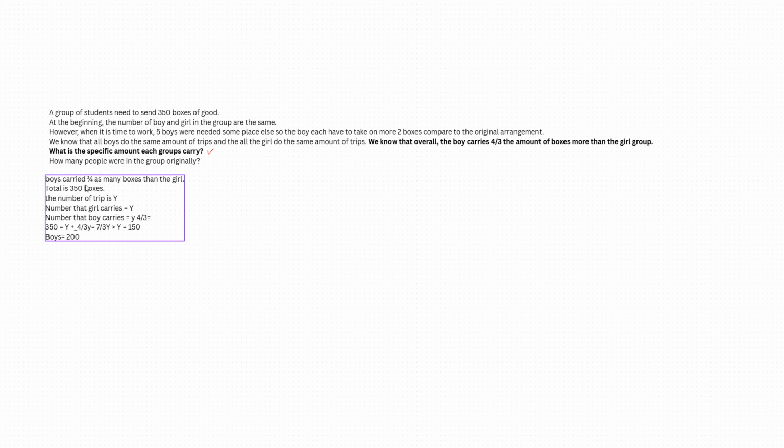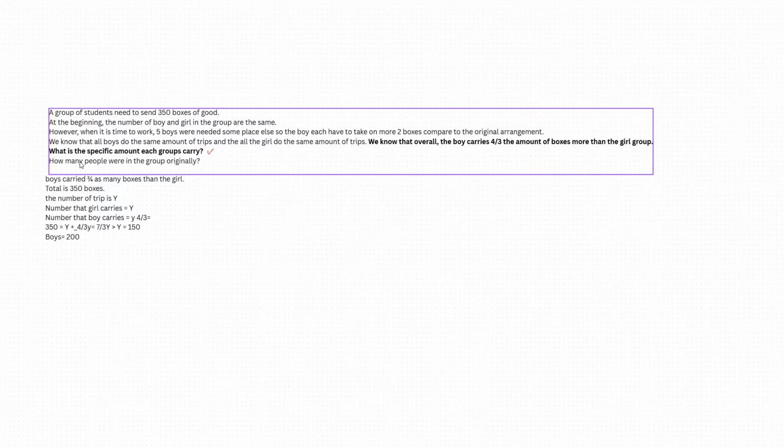We need to find out how many people were in the group originally, and we know that the numbers of boys and girls are equal to each other. So let's call it x. Always start with that. The idea is we're going to turn this into a quadratic equation. x is the number of boys and girls, and we'll call another number n, the number of boxes each boy is supposed to carry, which is 200 divided by x. It's 200 boxes, which we know from the last problem we solved, divided by the number of boys.